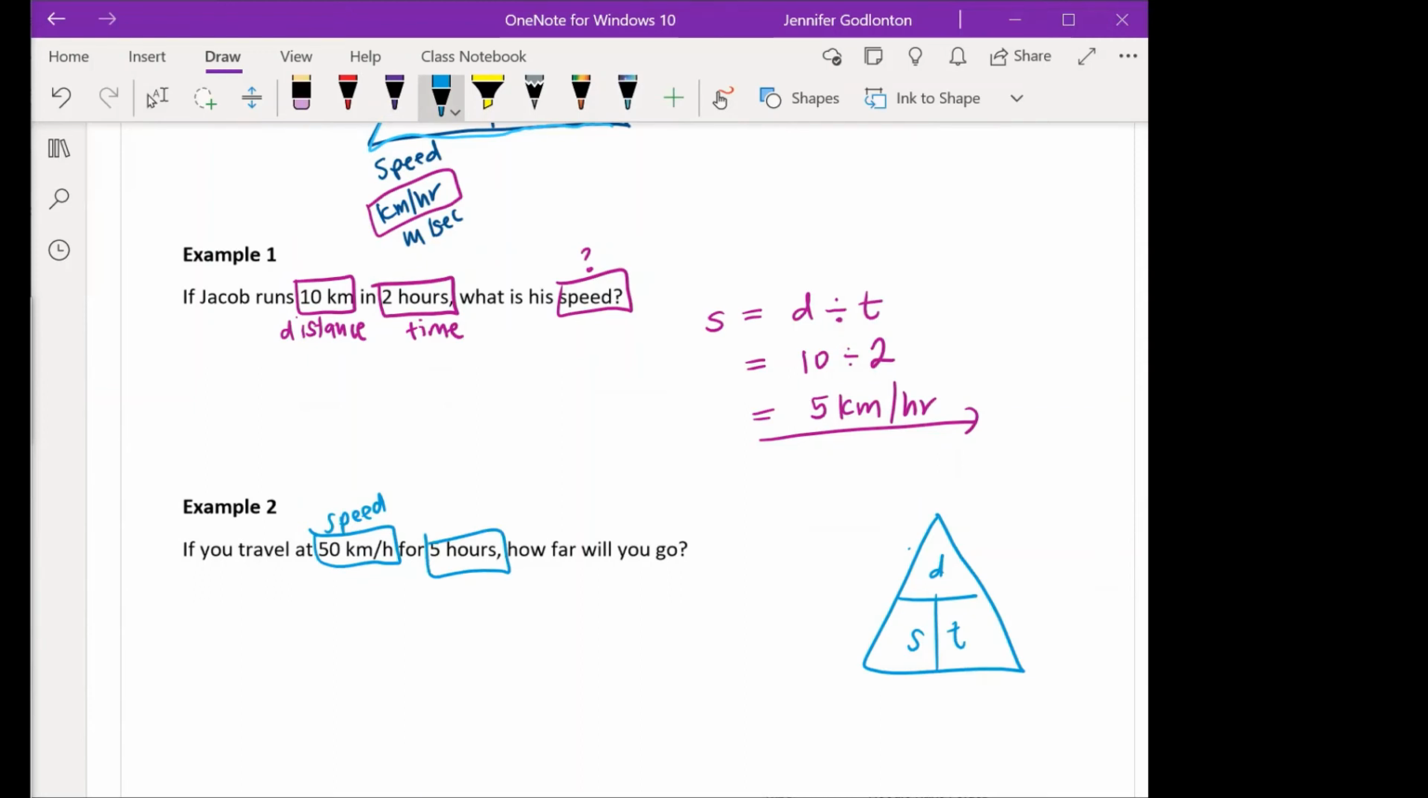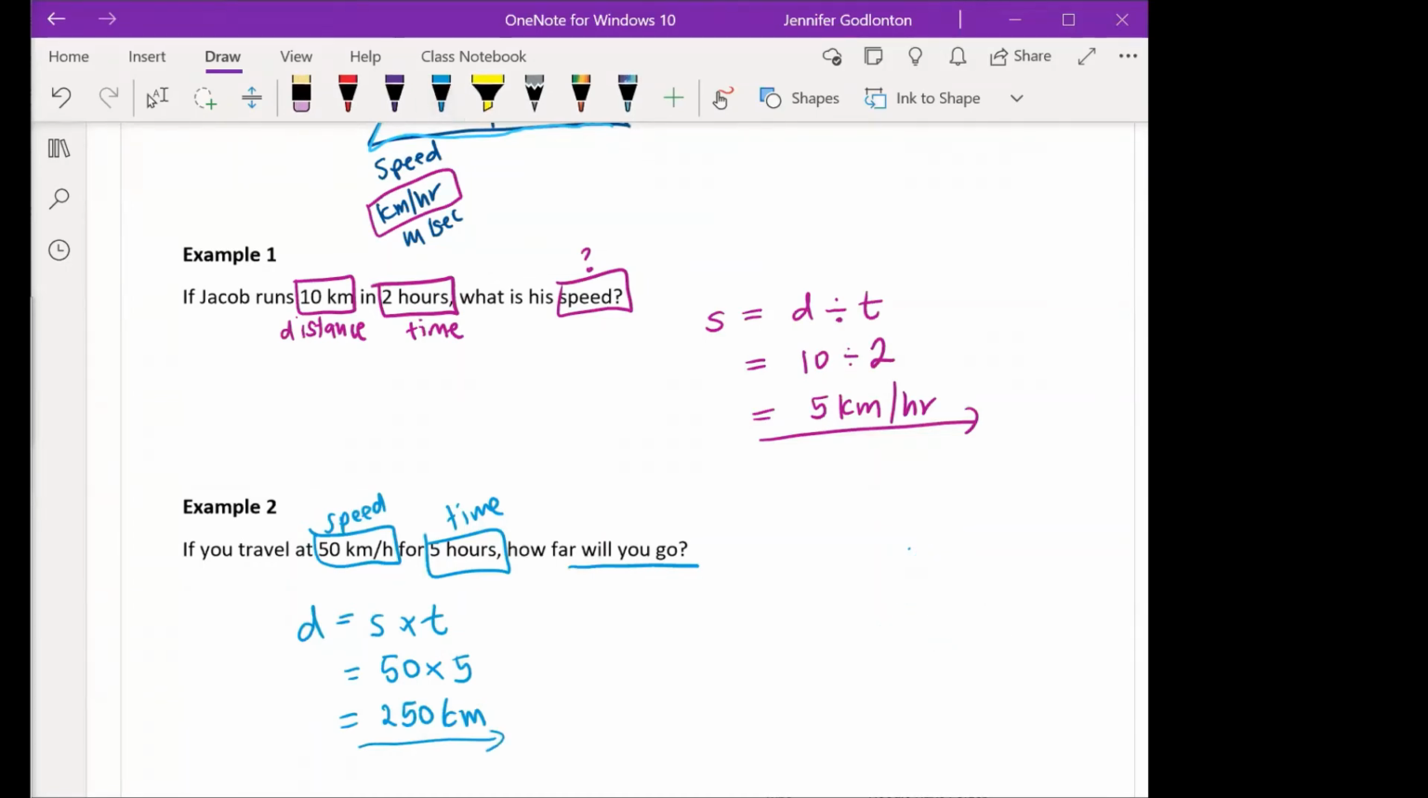Okay, 5 hours is obviously time, and we want to know how far you will go, which means we are looking for distance. So distance is equal to, think about your triangle, speed times time, which is 50 times 5, which is 250 kilometers. Nice job, guys. I see these answers coming through in the comments, and it's great.